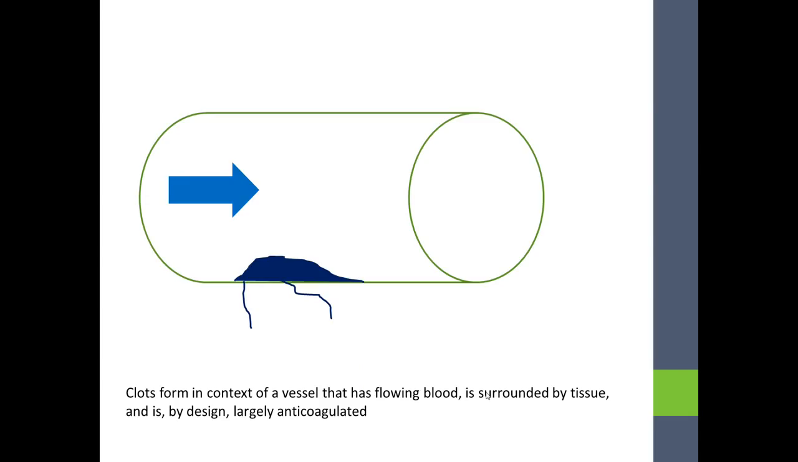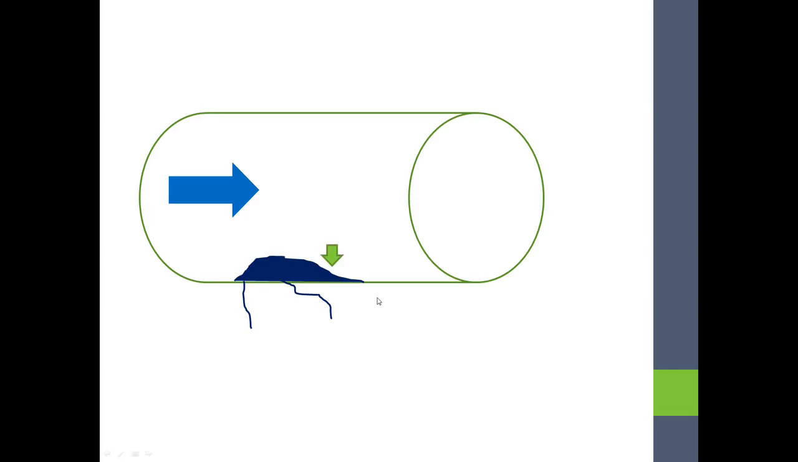Clots form in the context of a vessel that has flowing blood, shown here with the arrow, is surrounded by tissue, and it's surrounded by endothelium, which is by design largely anticoagulated. The clot is formed with a shear effect, and the downstream side is washed away, much like a sandbar in the river where the water flowing over it washes the downstream side away.